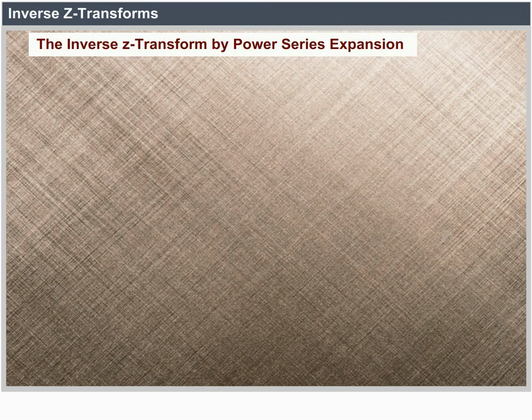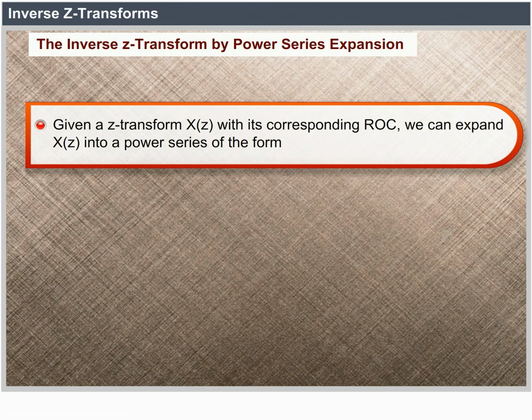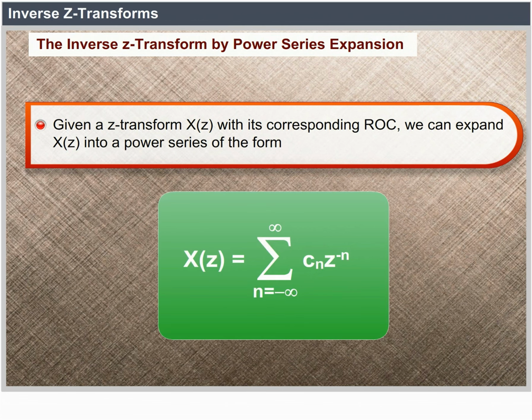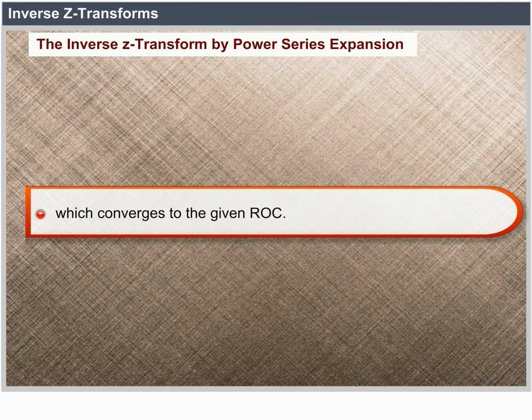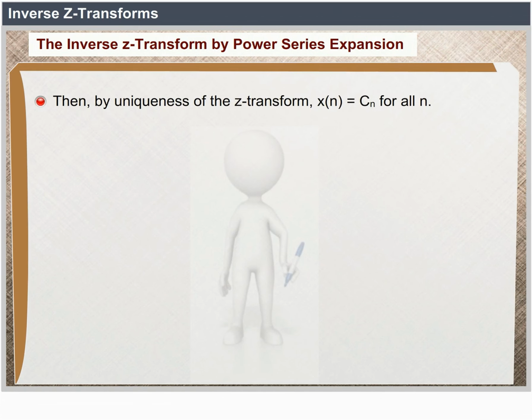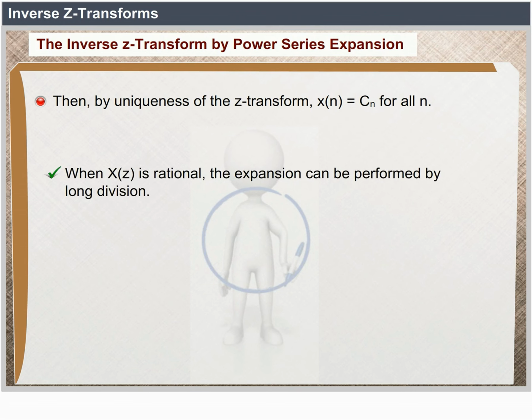Given a z transform X(z) with its corresponding region of convergence, we can expand X(z) into a power series of the form X(z) = summation n equal to minus infinity to plus infinity of cn z^(-n), which converges in the given region of convergence. Then, by uniqueness of the z transform, x(n) = cn for all n. When X(z) is rational, the expansion can be performed by long division.